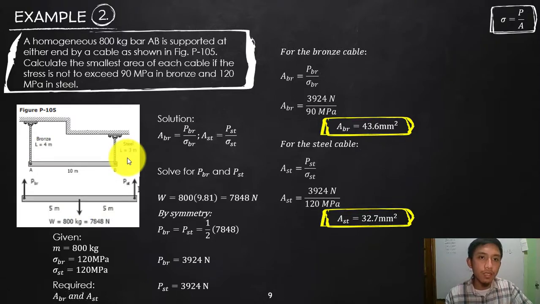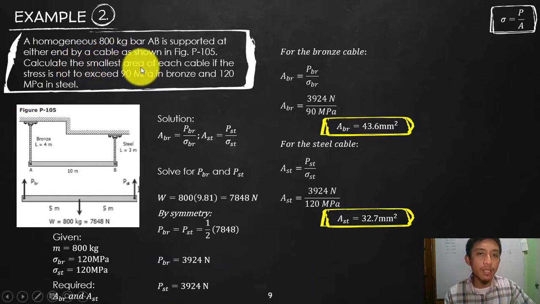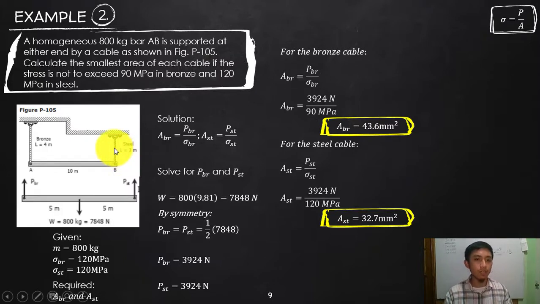So what is the problem here again? Is smallest area. So that we will recommend the area to be used here in bronze and the area to be used in steel, the minimum area of this cable, so that that will not fail. Because if you will try to just give there a certain area, and then that is not enough to carry the stress, which will exceed the strength of the bronze or steel, then that will fail. Okay, so that is what we are trying to do here.